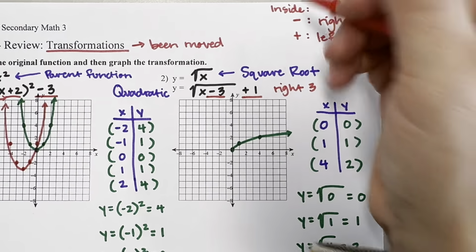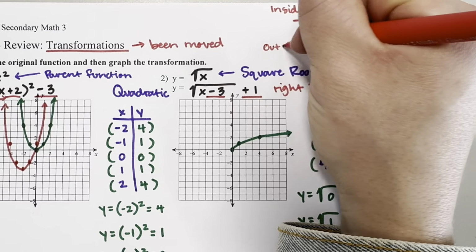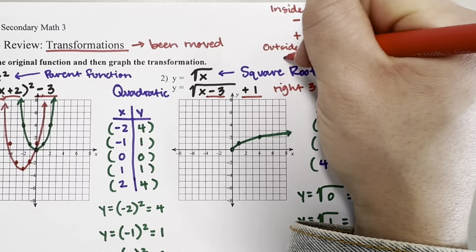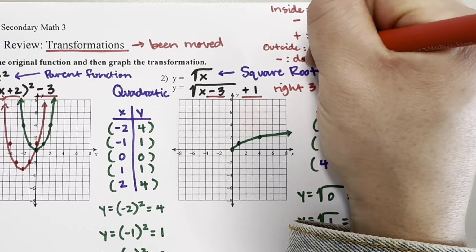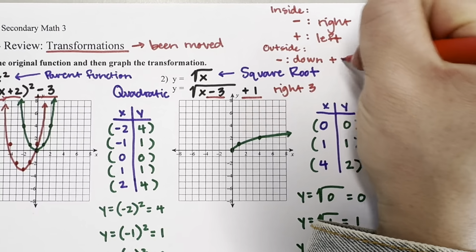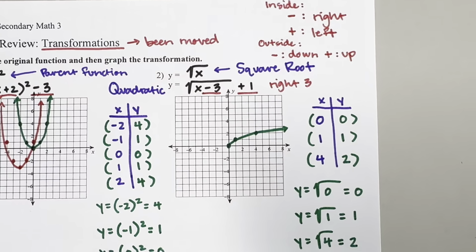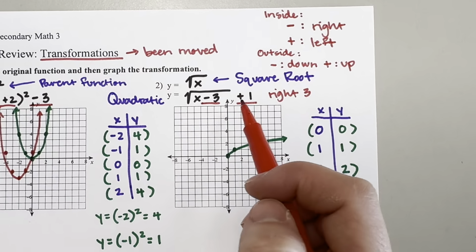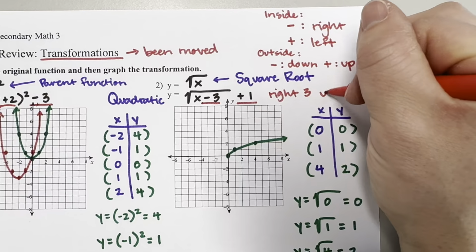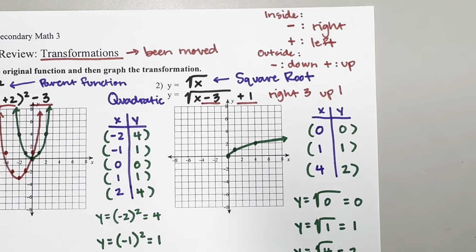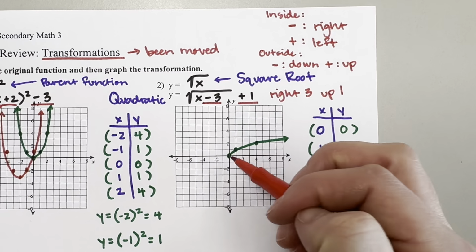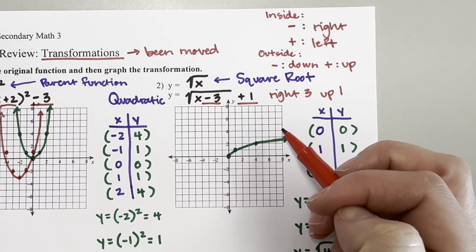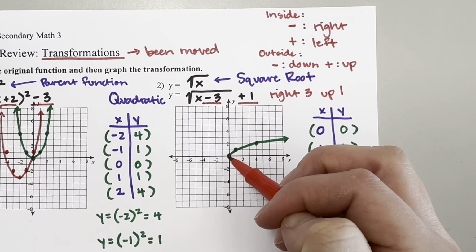And then I have a plus on the outside. Okay, so let's make a little note for the outside. Okay, if I see a minus on the outside, that is down. If I see a plus on the outside, it's up. Okay, so in this case, it is a plus on the outside. So we're going up 1 because it's plus 1. Okay, so now we've identified how it's been transformed. This original square root parent function has been moved. Okay, so let's take each one of these coordinate points, move them to the right 3 and up 1. I'll start with this 0, 0 point.